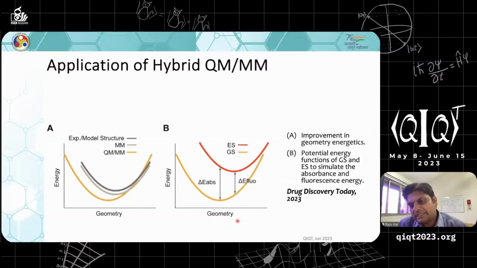So this energetics basically corresponds to the spectroscopic measurements, and then we can actually make a synergy between the analysis. So this is the schematic representation where we understand the hybrid quantum mechanics and molecular mechanics principle.